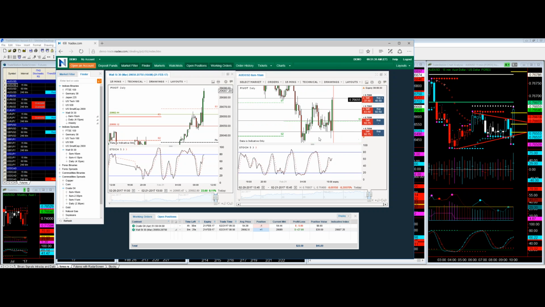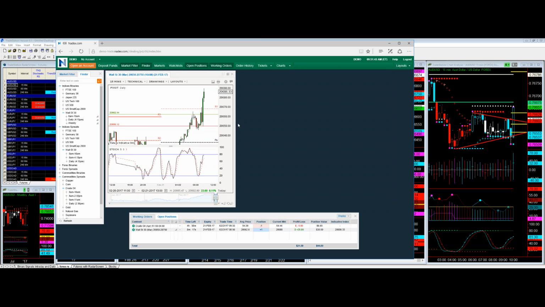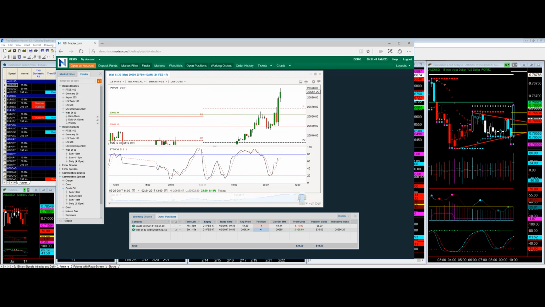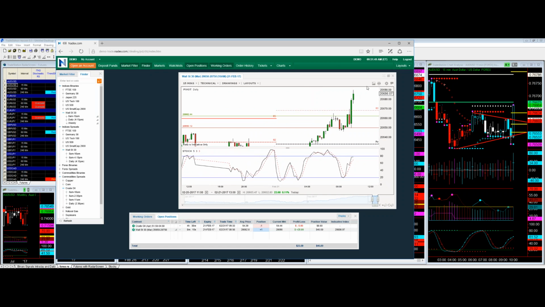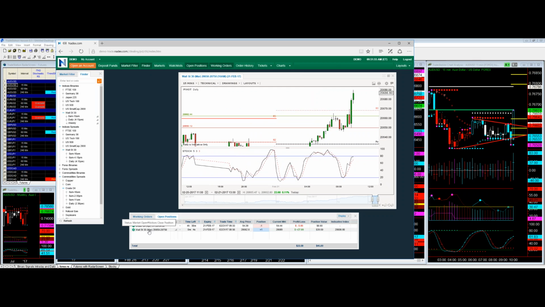And we're out of the Aussie. So we entered that for 27. We exited at 85. That was a nice risk to reward trade. And we're still in this one. We've doubled the money on the Wall Street.